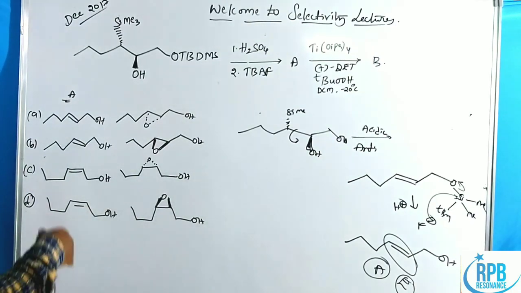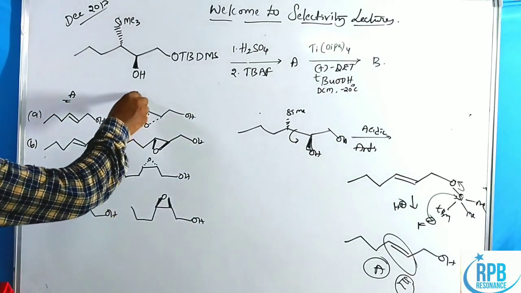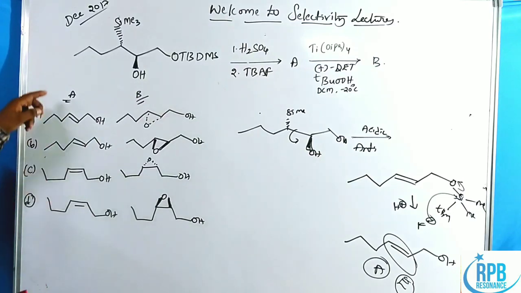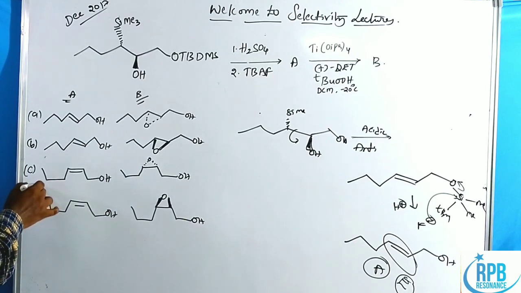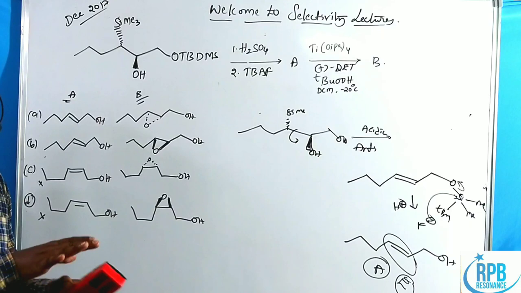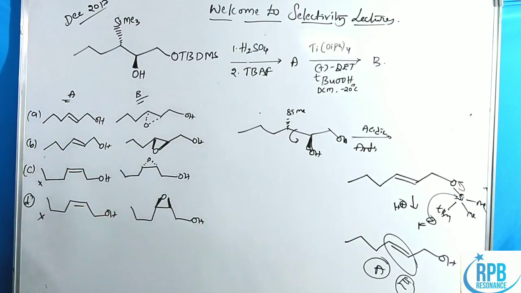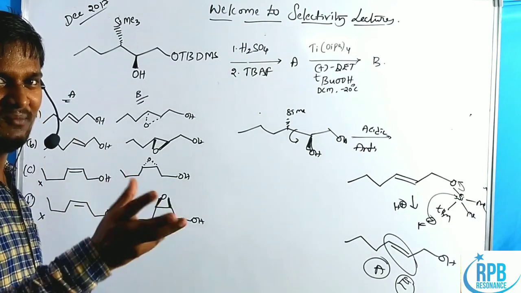So generally we observe the options A and B. Generally we find the A option only. A means here E olefins. C and D are Z olefins. These two are eliminated, so they are not our options. It is a very easy method to eliminate the options.